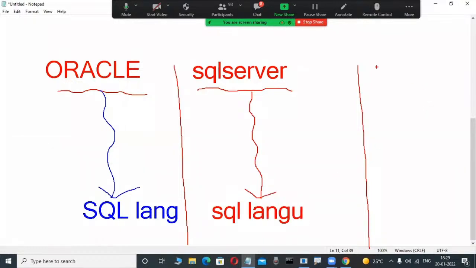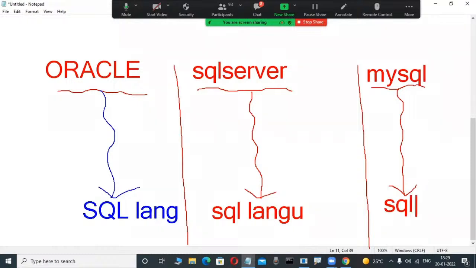Again, MySQL is used by many people in my company. MySQL is a relational database product, for example, and it is open source. Some employees work on the MySQL product, and to operate this MySQL database they also use SQL as the language. So SQL is a universal language.